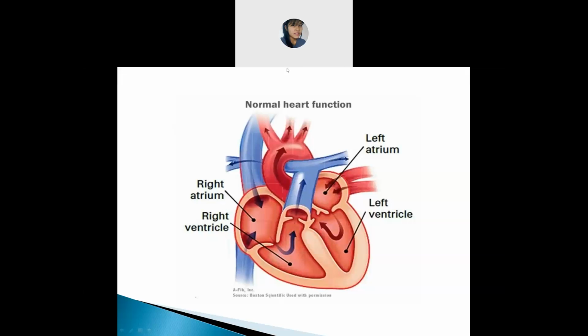You are saying it's not correct. As soon as it enters the pulmonary artery, the blood will go to the lungs. After that, it will come through the pulmonary veins. Yes, ma'am, it will come through the pulmonary veins and enter the left atrium. Understand? Yes, ma'am. Say that.